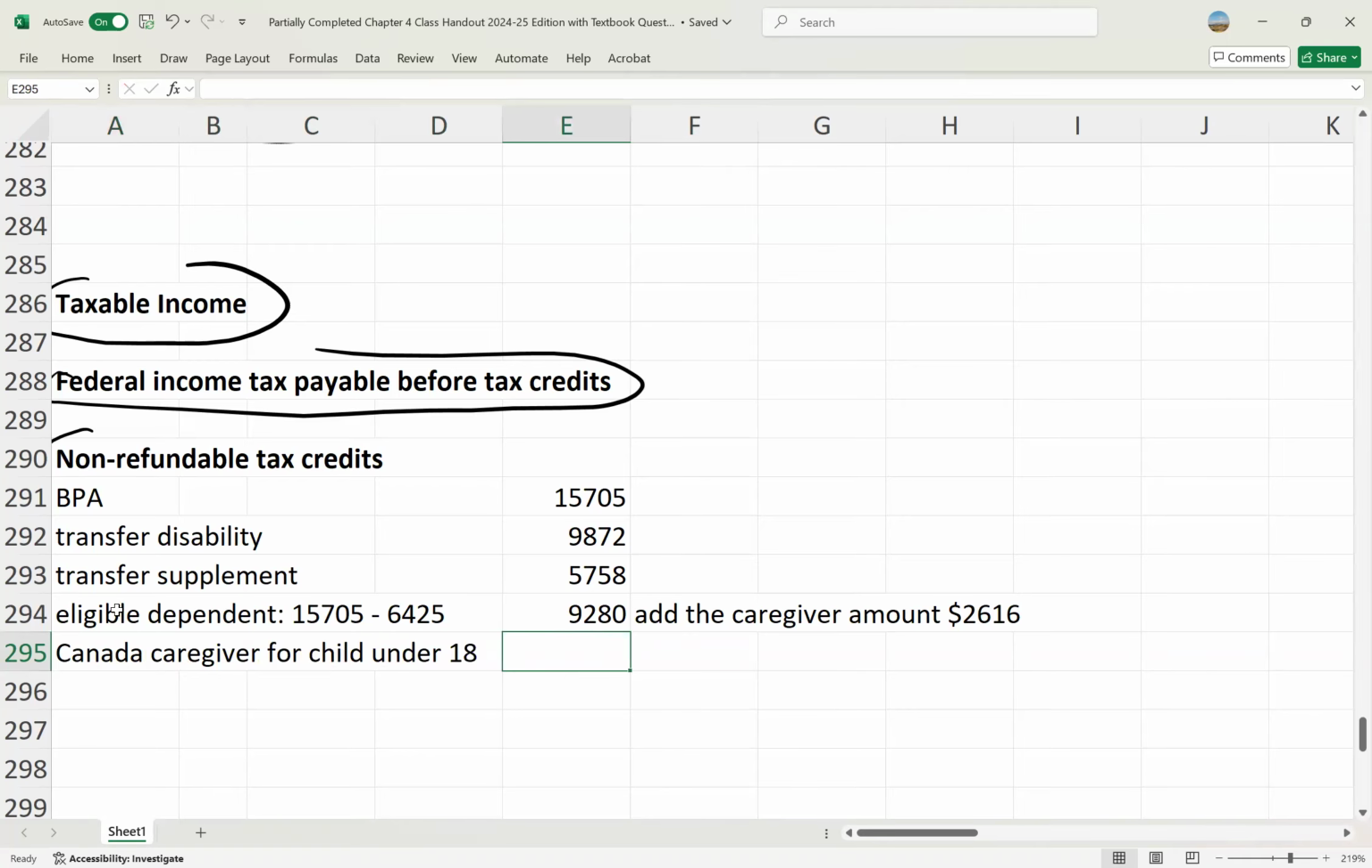It's the same amount, it's 2,616. But the way the legislation reads is that you don't claim it by adding it to the eligible dependent, you claim it separately. I wanted to show you it on the rates table just so you can see where these amounts are coming from.